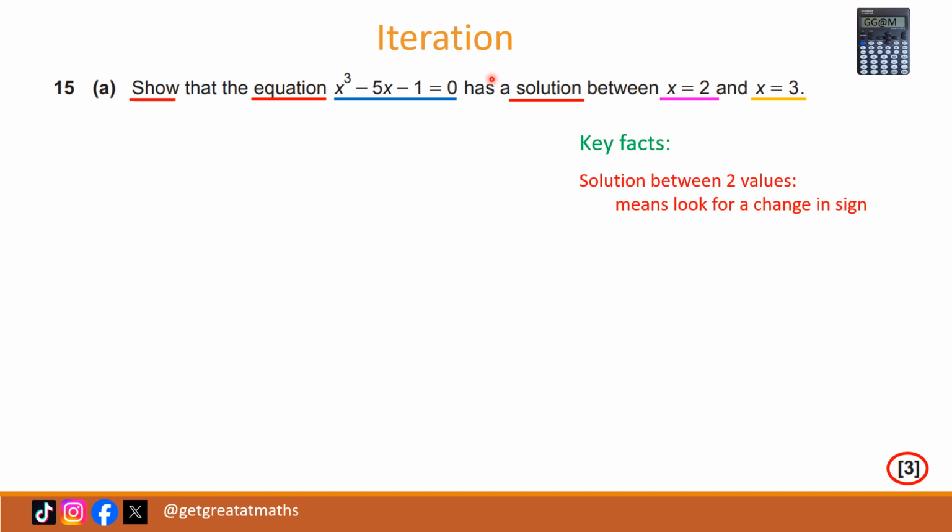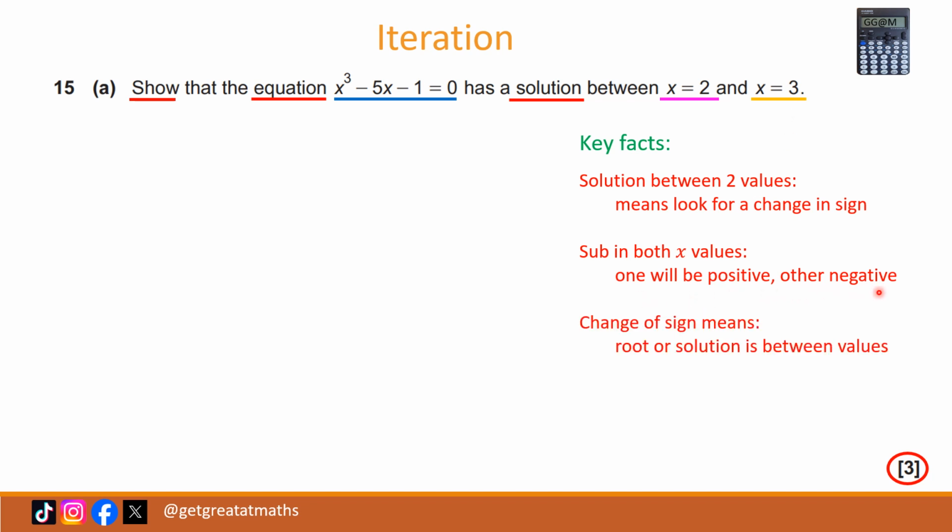Now the key facts for this question are that if you've got a solution between two values, in this case x is 2 and x is 3, it means you're going to be looking for a change in sign. So the key words here are change in sign. And to do that, we have to substitute in both the x values. If you substitute in the value 2 and then substitute in the value 3, one answer will be positive and the other one will be negative. When you do this, you get a change of sign. That means the root of the solution is between the values.